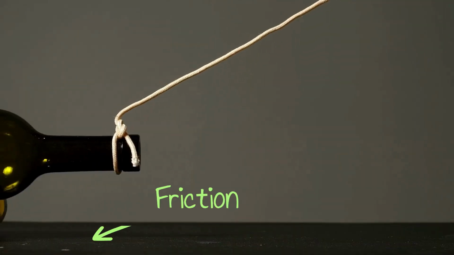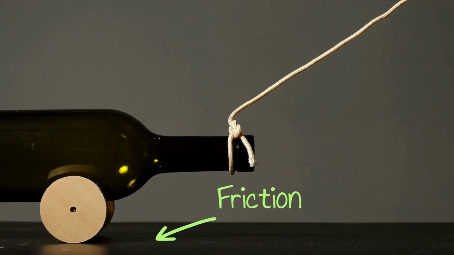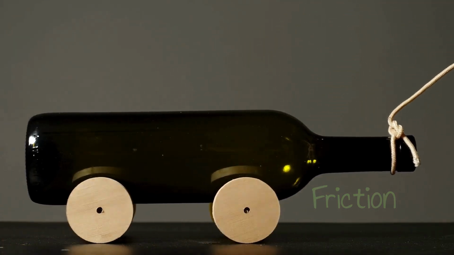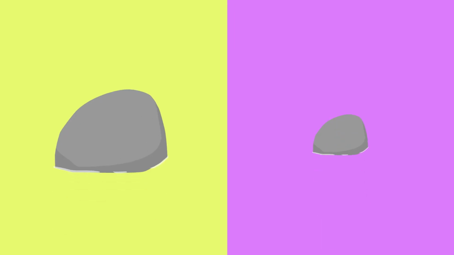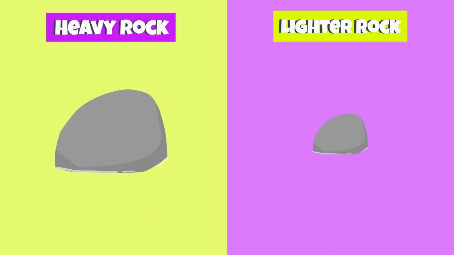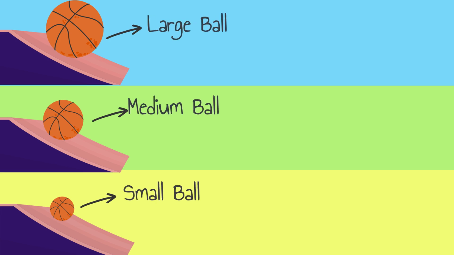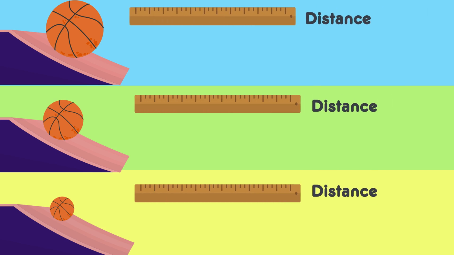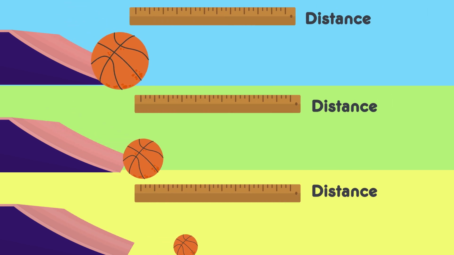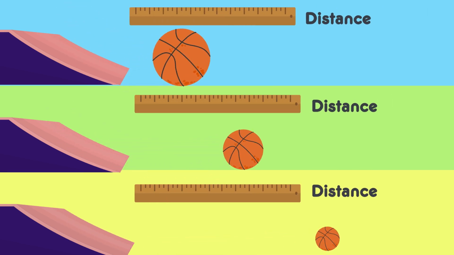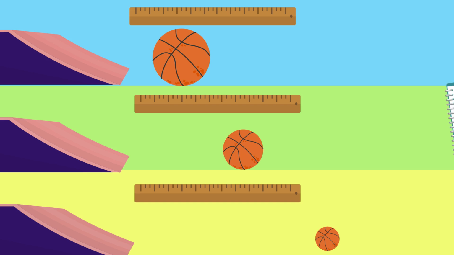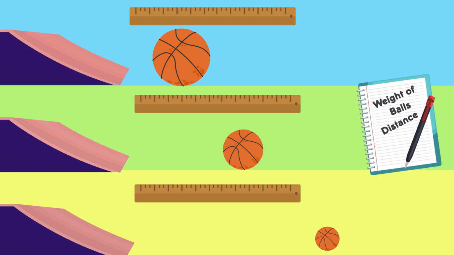The weight of an object can influence the amount of friction it experiences and the distance it travels when a force is applied. By comparing objects of different weights, we can observe how these factors play a role in motion. Reflect on how you would conduct this experiment. Choose objects of varying weights, such as small, medium, and large balls. Use a ruler or measuring tape to measure the distance traveled by each object after applying the same force. Record the weight of each object and the corresponding distance traveled.